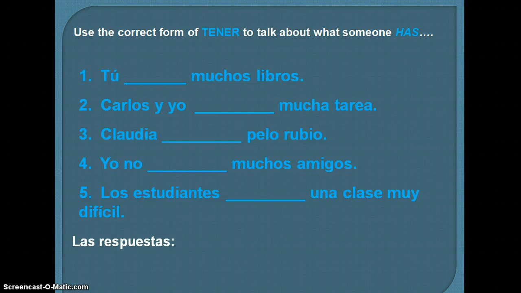You should have tú tienes muchos libros. Carlos y yo tenemos mucha tarea. Claudia tiene pelo rubio. Yo no tengo muchos amigos. That's kind of sad. Los estudiantes tienen una clase muy difícil. In 1, 3, and 5, remember you have that IE that makes it part of that shoe verb.